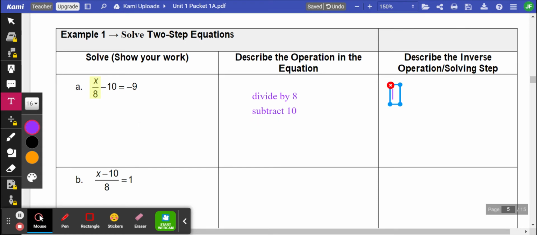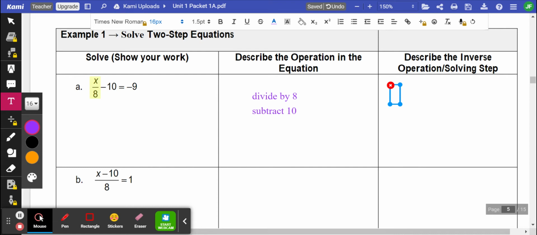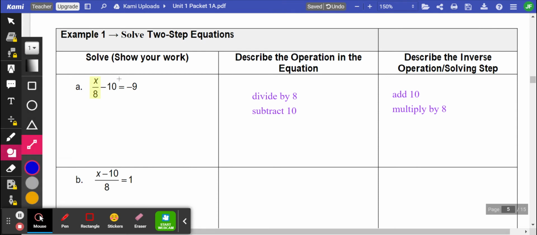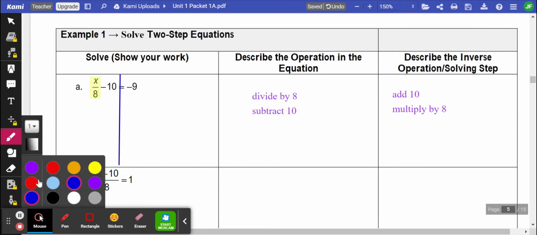Now, when we are going to use inverse operations to solve this, we need to start at the end of our first list and work our way backwards. So we need to undo subtracting 10 first by adding 10. And then we need to undo the dividing by 8 by multiplying by 8. Okay, so let's go ahead and look at that. We are going to draw a little line through the equal sign, and we are going to follow those steps that we just typed up.